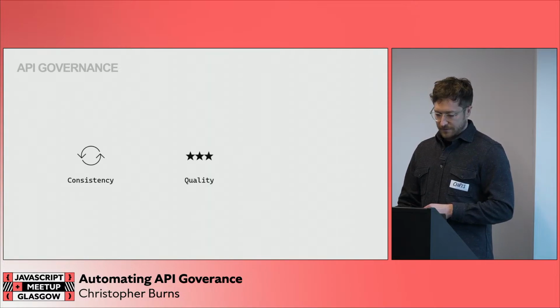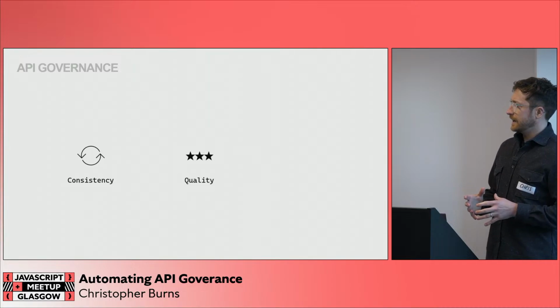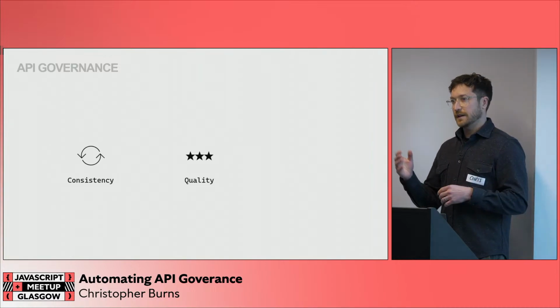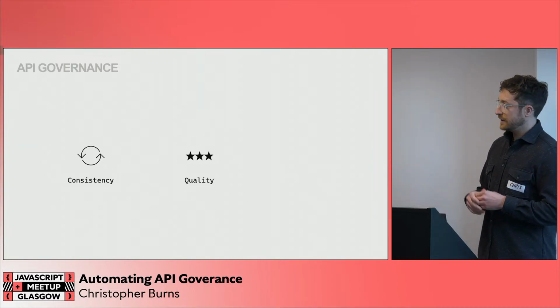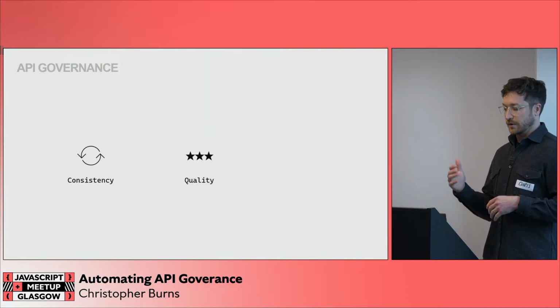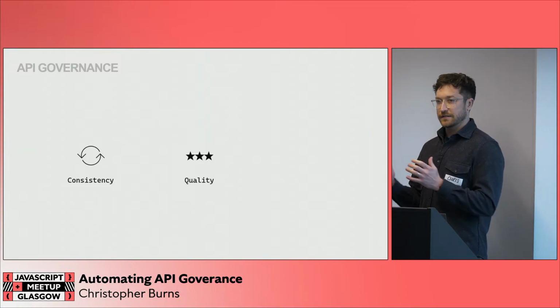Next up, quality. A bit vague, but really what I mean by that is there are established industry standards in areas like security and documentation that you can adhere to that will make your APIs more coherent, more reliable, and easier to use. So if we can, let's leverage those.